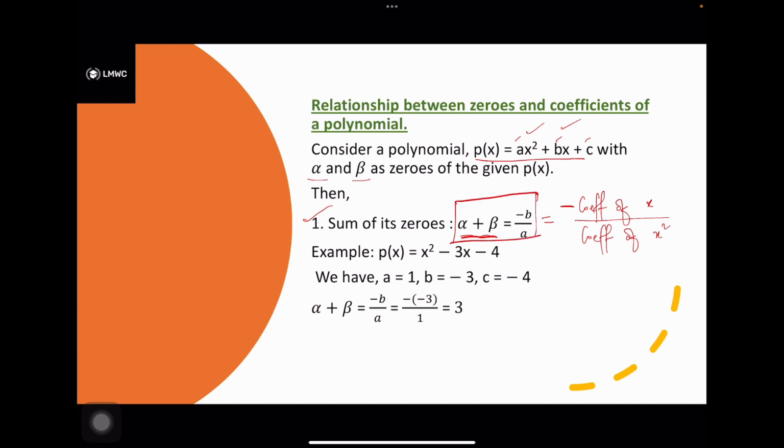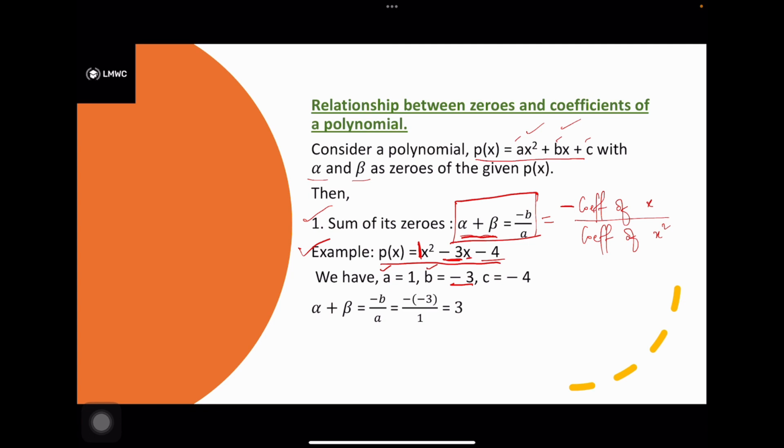Now with this formula, I'm going to write one example. Let's say our polynomial is given as x squared minus 3x minus 4. A is the coefficient of x squared. Before x squared there is nothing, which means the constant number here is 1. And b is the coefficient of x, which means before x we can see 3 with the negative, so minus 3 is our b. And c is the constant term, which means the term which does not have an x. So -4 is our c.